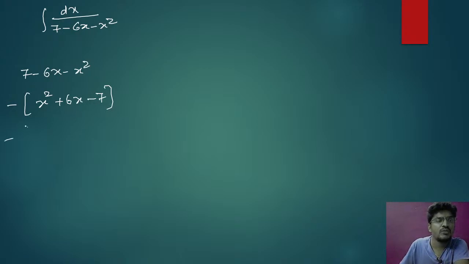So now minus as it is, put bracket, whole square. What is first term? x, write it. What is sign? Write it. Divide x coefficient by 2. So 6 divided by 2 is 3.